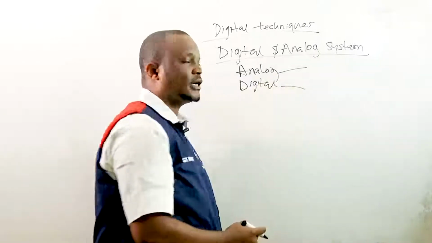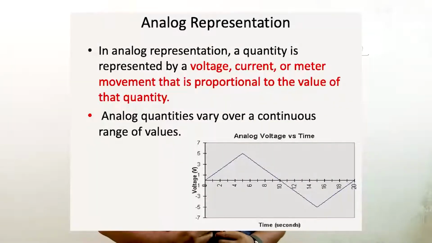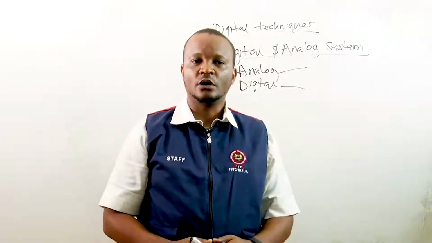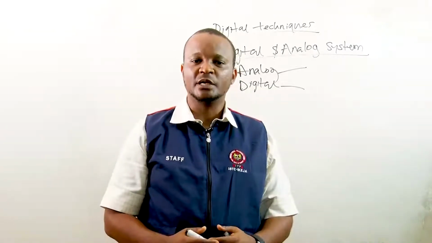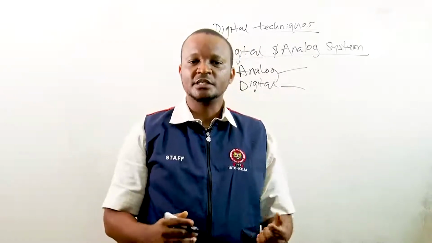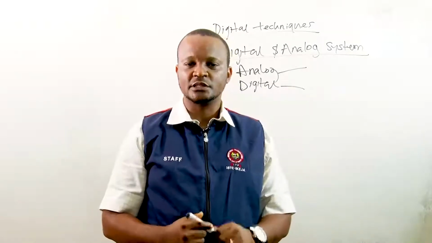What are analog and what is digital? Analog representations are quantities that can be represented by voltages, currents, even pressure, or some meter movement that is proportional to the value of that quantity. Basically, analog quantities vary over continuous ranges in time.